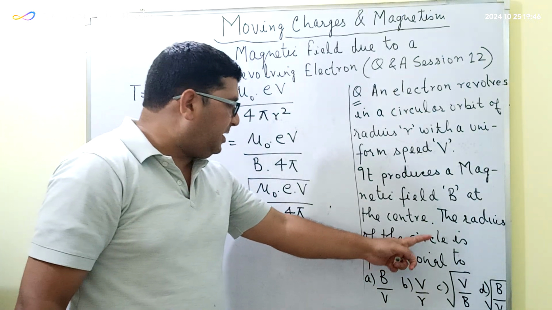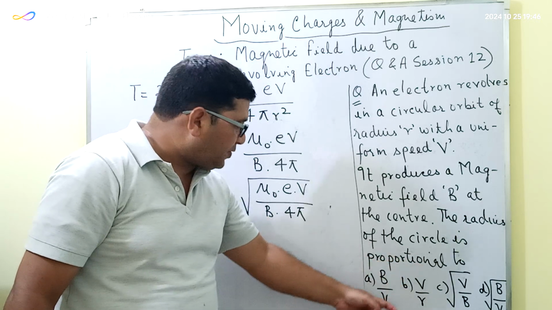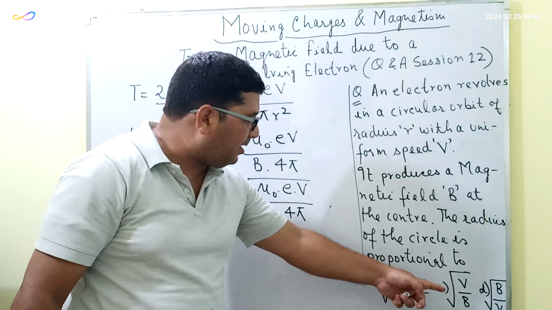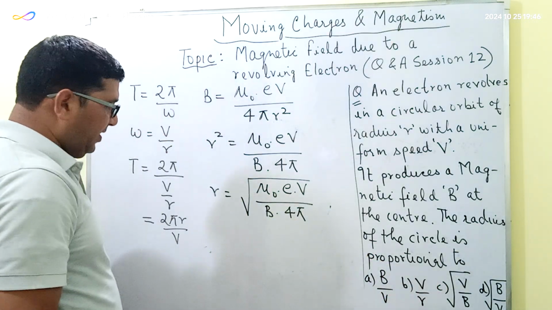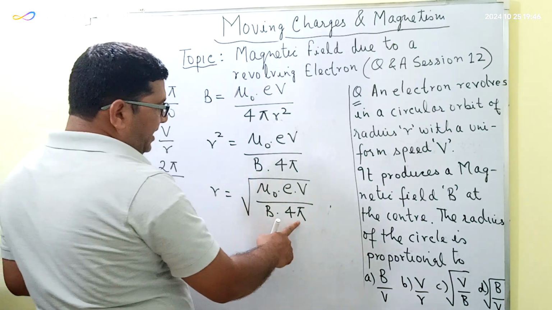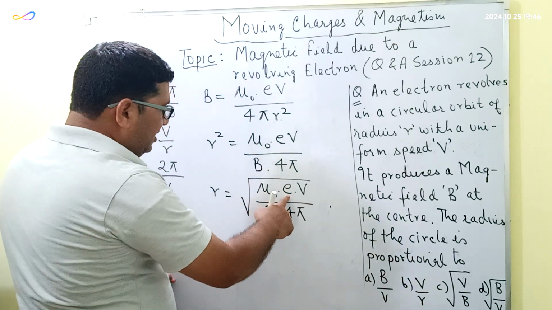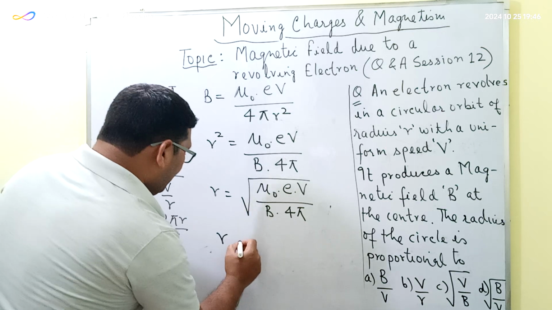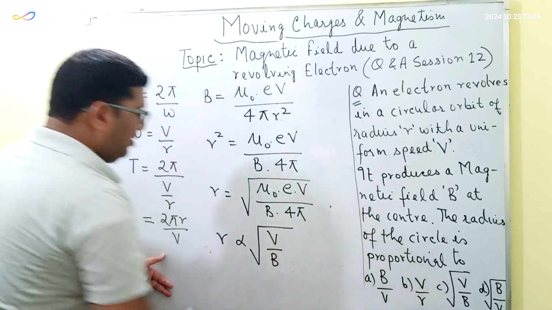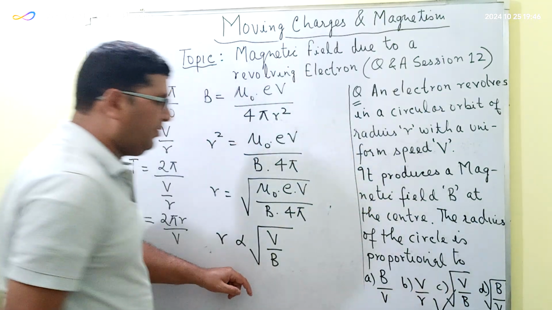Now here we have to find what the radius of the circle is proportional to: B upon v, or v upon B, or under root v upon B, or under root B upon v. Since mu naught is a constant, 4 pi is a constant, and e, the charge of the electron, is also constant, we can simply say that r is proportional to under root of v upon B. So the correct option will be C, that is under root v upon B.